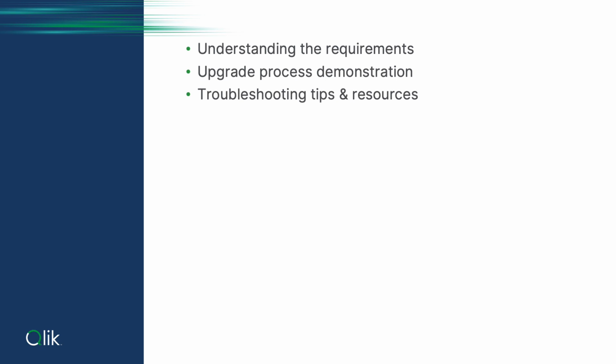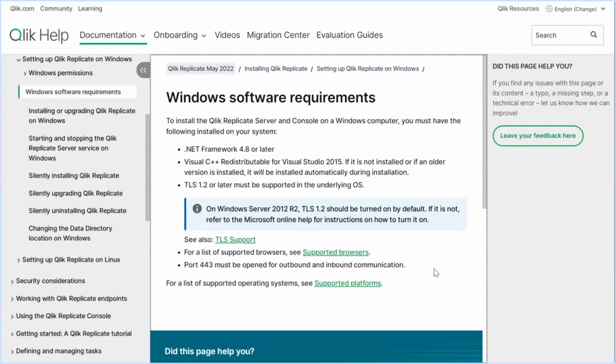Now, Alan, if someone wants to upgrade their Qlik Replicate implementation, how do we get started? So the very first thing we want to go through is your platform environment. For example, you want to make sure that you have all the Windows software requirements, such as .NET, Visual C++, and TOS. If you have any patches to your Windows or Linux environment, you want to make sure that none of these software requirements have changed during that time.